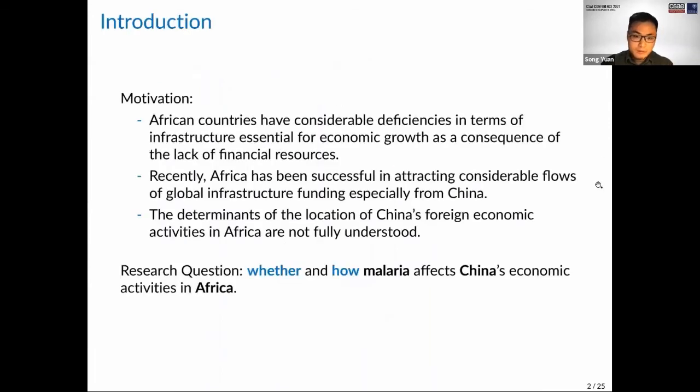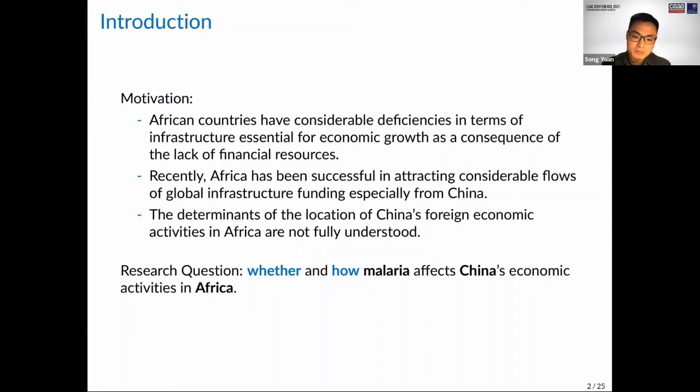The motivation for the project comes from the fact that the African countries have a considerable deficiency in terms of infrastructure, which is essential for economic growth, as a consequence of the lack of financial resources. For the past 20 years, Africa has been attracting considerable flows of infrastructure funding, especially from China. But the determinants of the location of China's foreign economic activity in Africa are not fully understood.